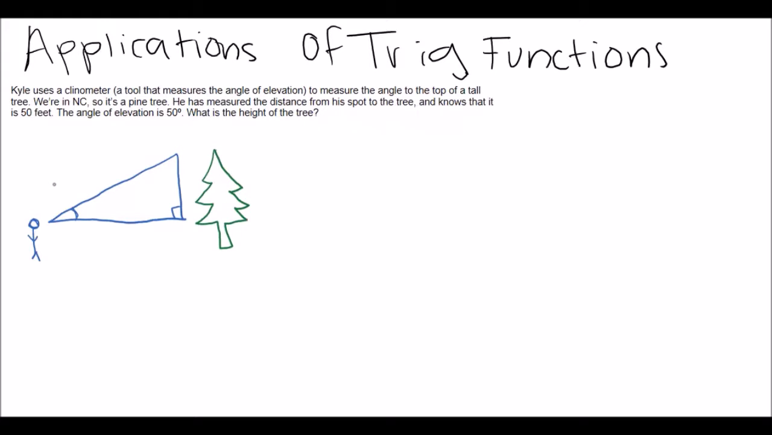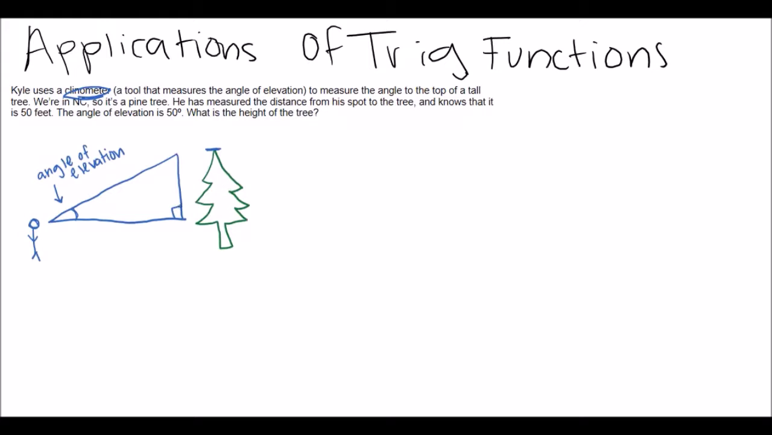Okay, so first of all, we're going to start by defining the angle of elevation. So this is the angle of elevation. And the way we find this is we use a tool such as a clinometer to measure, and basically what it does is, you look through it to find the top of whatever it is that you're measuring, and it'll give you an angle from that.